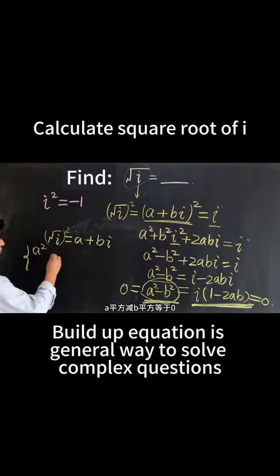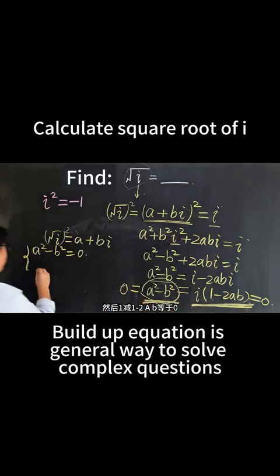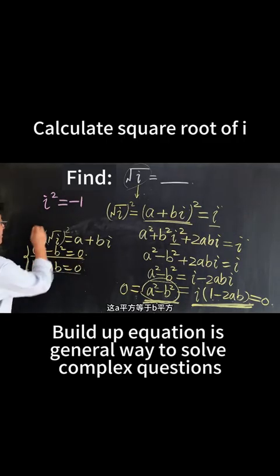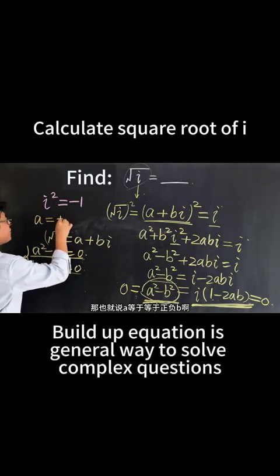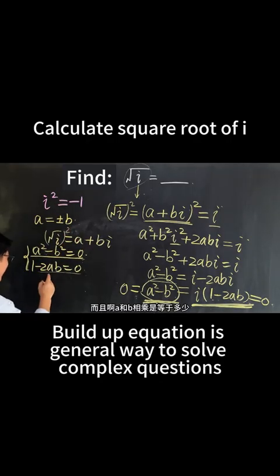Isn't this just a system of equations? a squared minus b squared equals 0. And then 1 minus 2ab equals 0. Just solve the equations to find the value of ab. That's all. Must a and b be equal? That's not necessarily the case. If a squared equals b squared, that just means a equals plus or minus b, right? That is, the absolute value of a is equal to the absolute value of b.